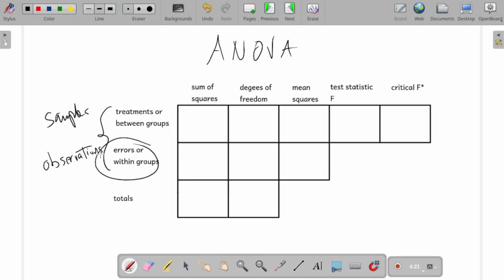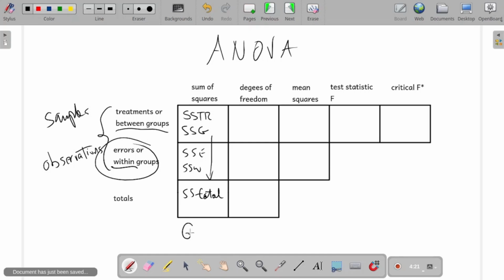Some notation. If they're talking about the sum of the squares of the treatments, SSTR is how it's going to be written. If they're talking about between groups, this will be SSG. For errors, the observations, this will be SSE, or sometimes SSW, W for within groups. Everything adds up vertically, so this is the total sum of squares. The point is most of these will be given, and if you aren't given a particular value, you will have an easy way of figuring it out.